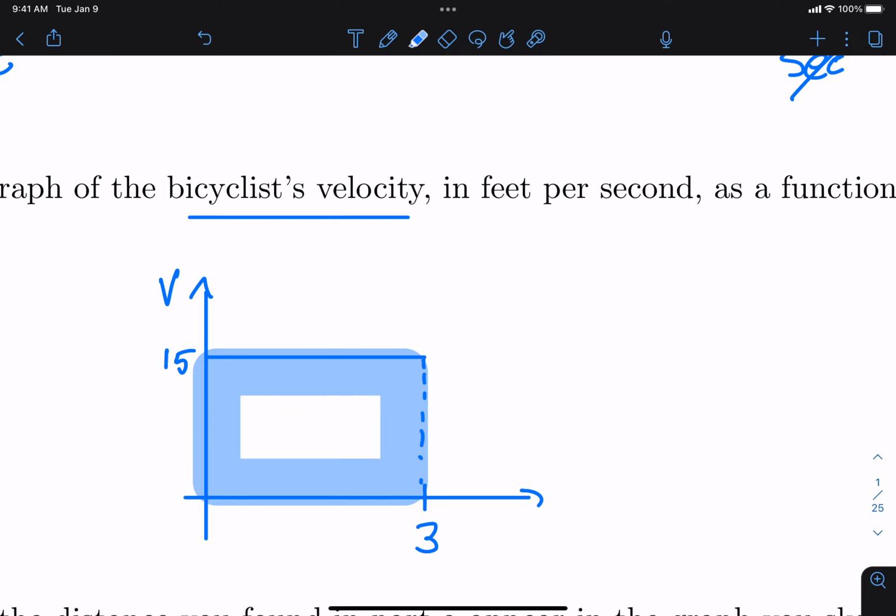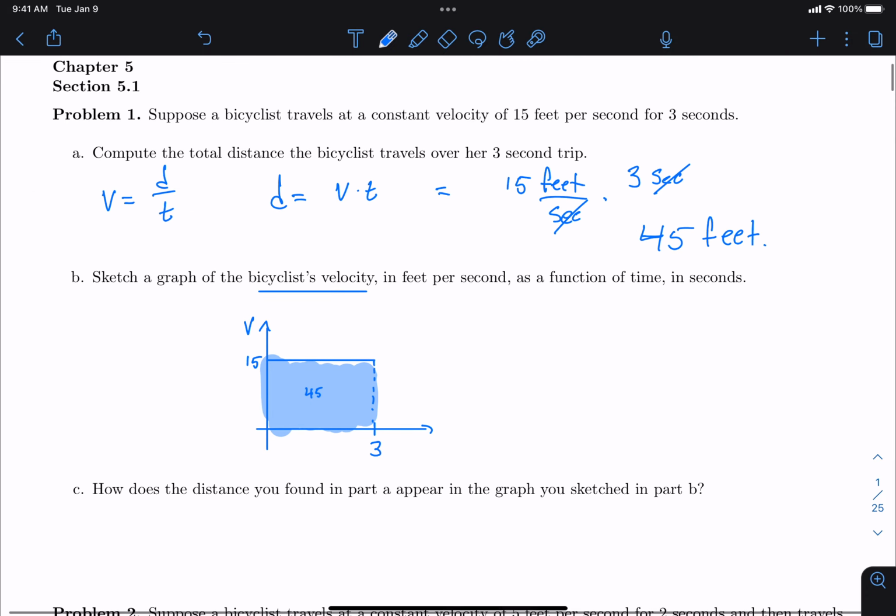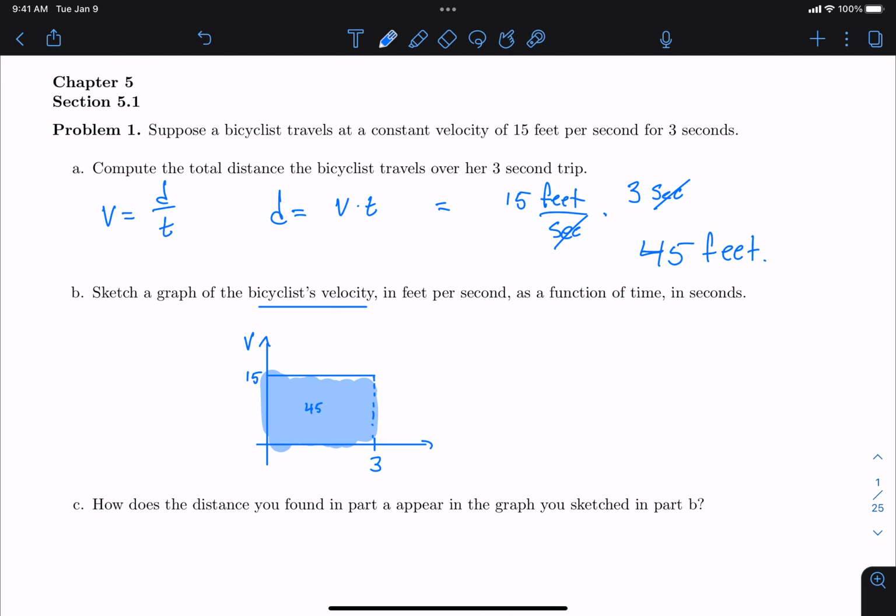Oh no. Well, okay, I guess we want to just do this. So, this is 45 units squared, right? 45 units squared. So we find out that the area under the velocity curve tells me what the distance traveled is, okay, the area.